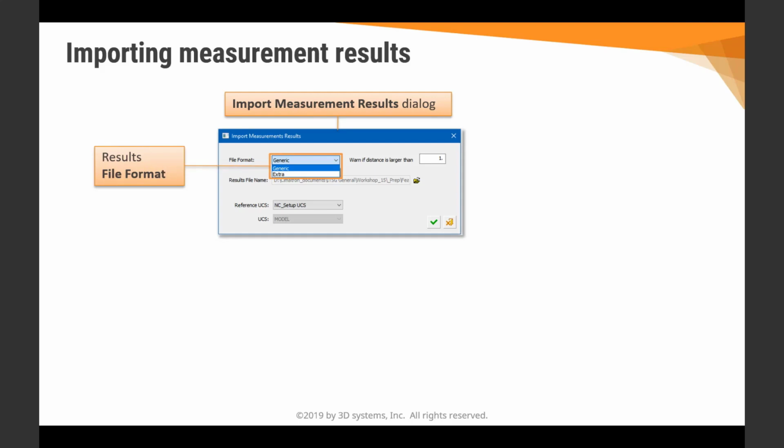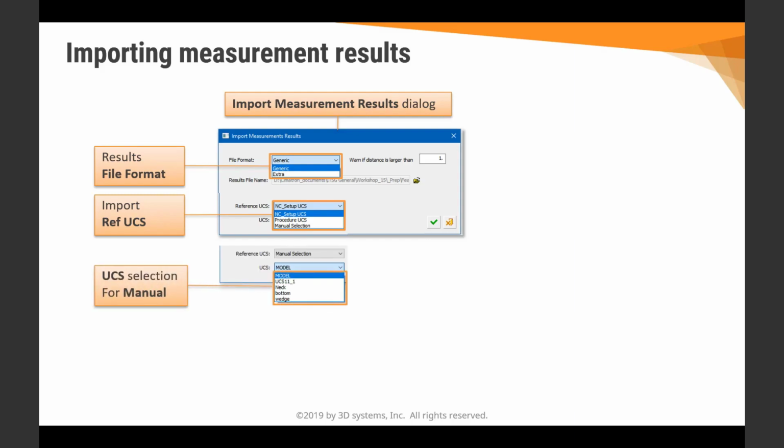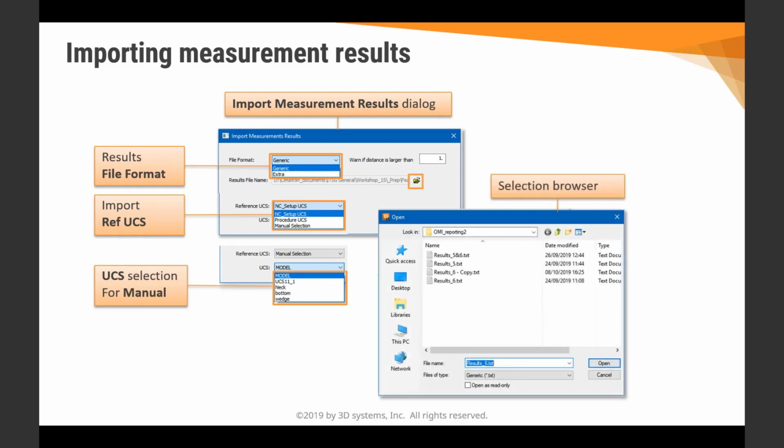Here you select the format of the results files that you want to import, and just below is the reference UCS according to which the coordinates will be imported into the procedure. You have according to the NC setup UCS, according to the procedure UCS, or manual. For manual, you have a third drop down. Here you can select a UCS within those that exist in the file itself. When you click on the browse button, you have a browser window. You should select the file that you want and click open.